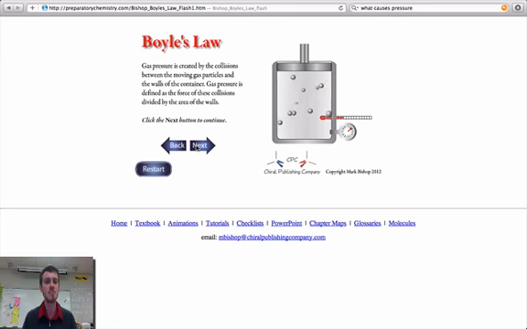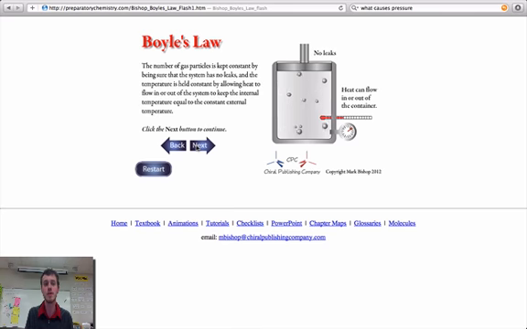Okay, so gas pressure, we've already talked about what that means in the kinetic molecular theory video, but basically it's just the collisions between those moving gas particles and the walls of your container, and we measure that by knowing the force of these collisions divided by basically how much surface area I have for my walls.